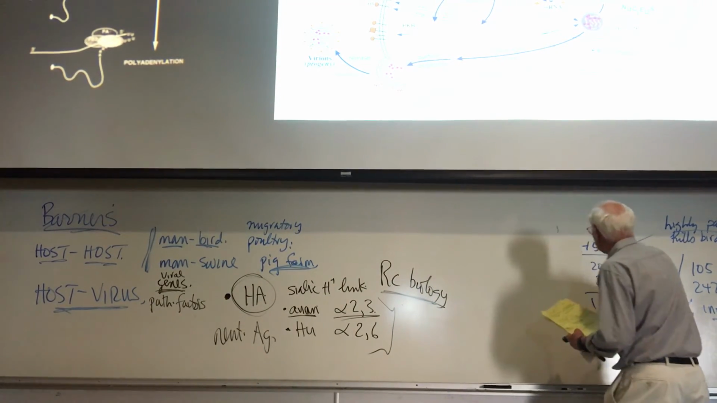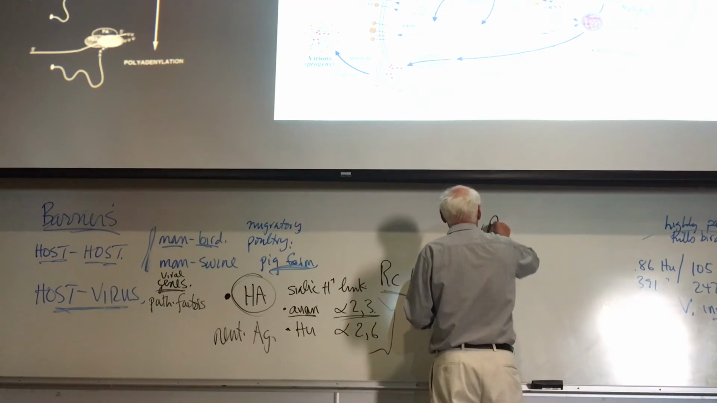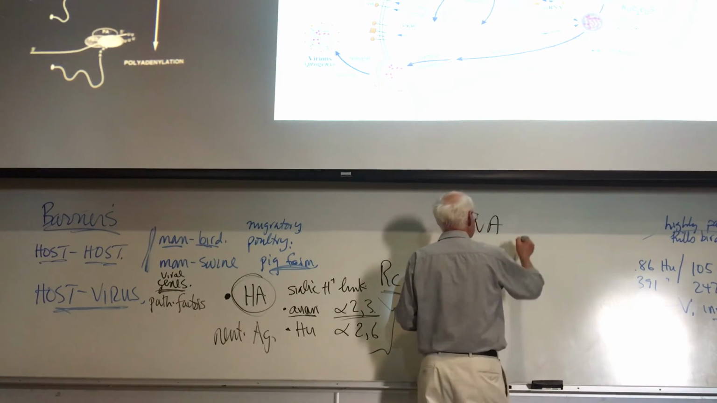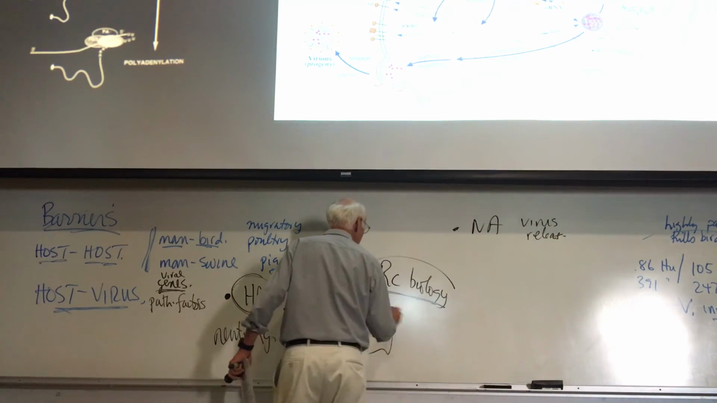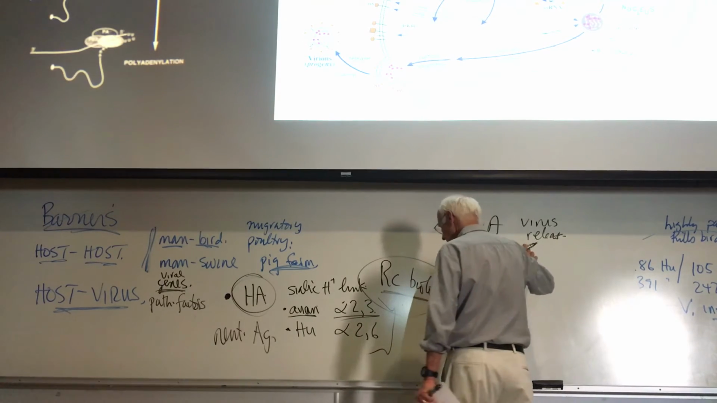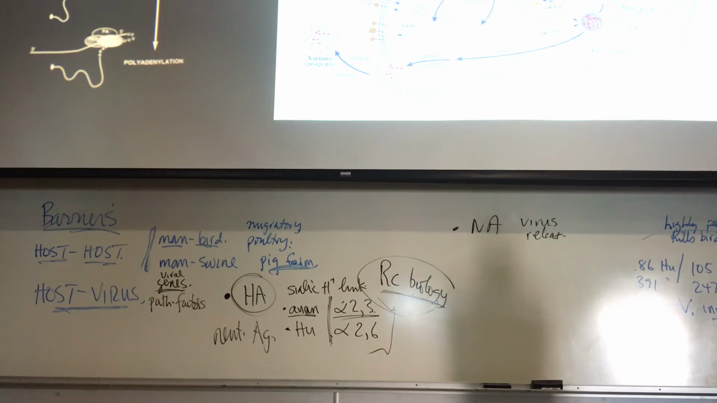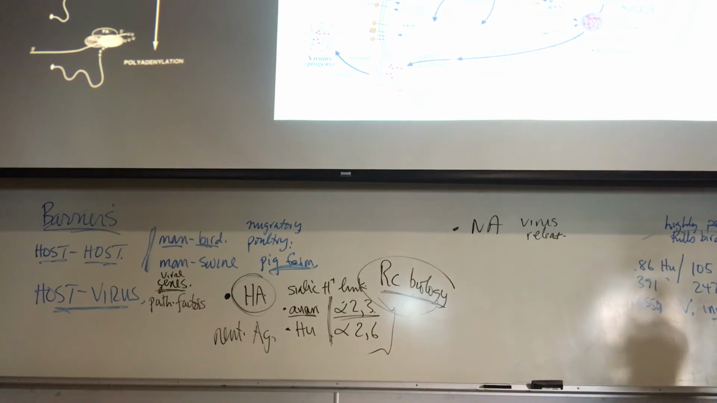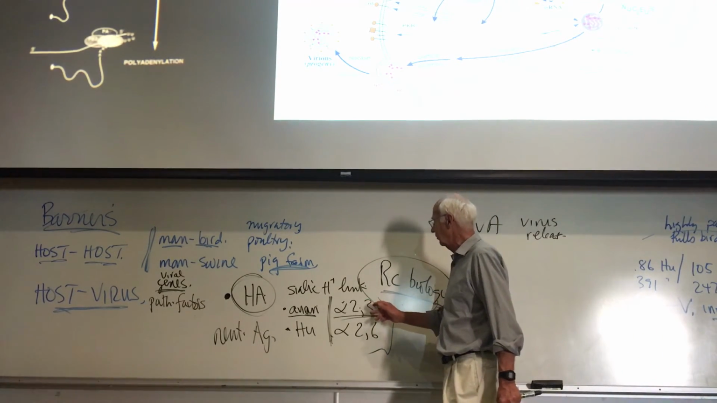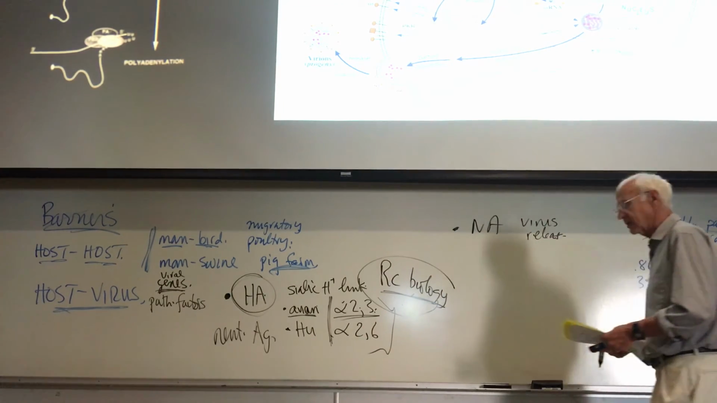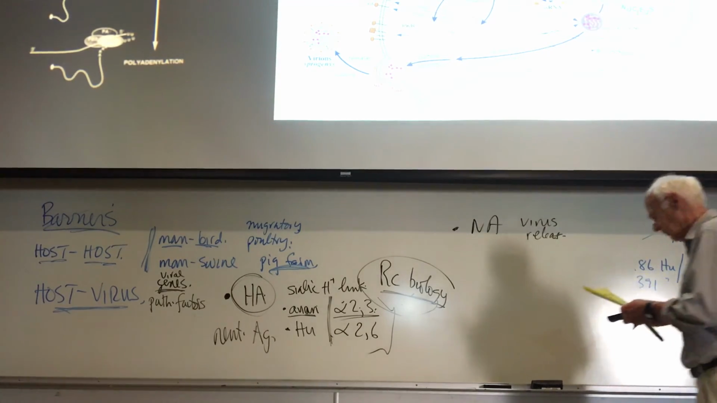Another key gene is the neuraminidase glycoprotein. And this has to do with virus release as opposed to setting up the infection for the HA. And again, you have the sialic acid glycosidic linkage factor coming into play because the avian virus neuraminidase prefers the alpha 2,3 linkage as opposed to the alpha 2,6 that we have as humans. The human virus prefers the alpha 2,6.